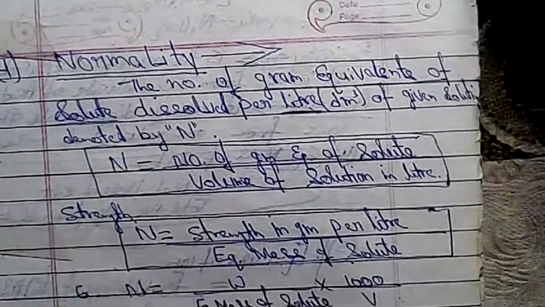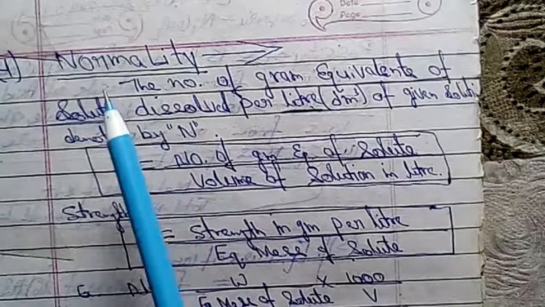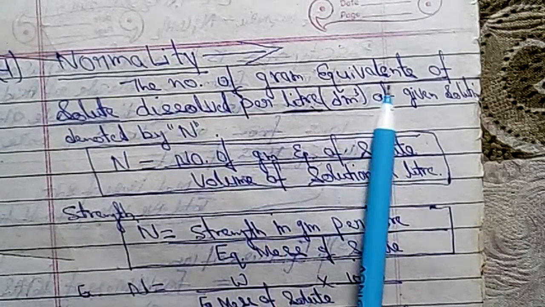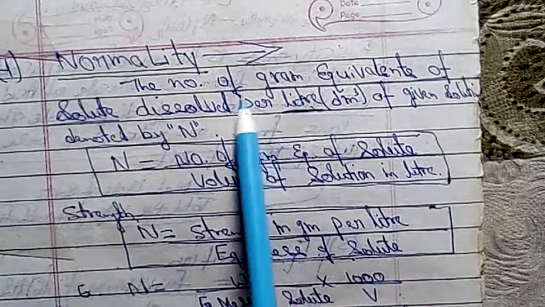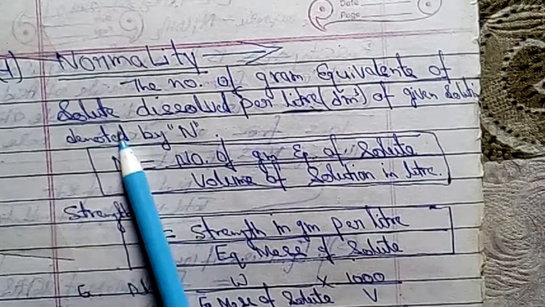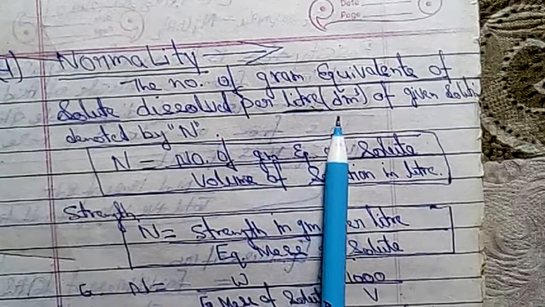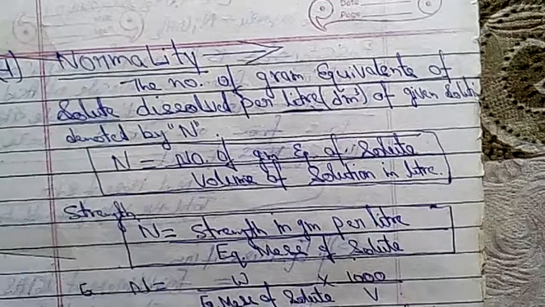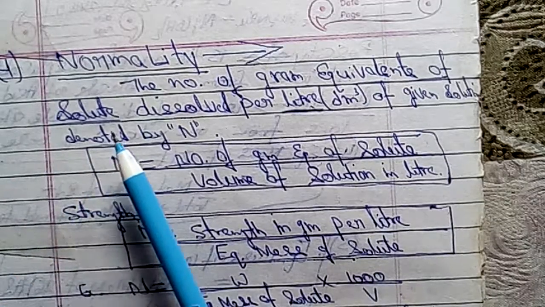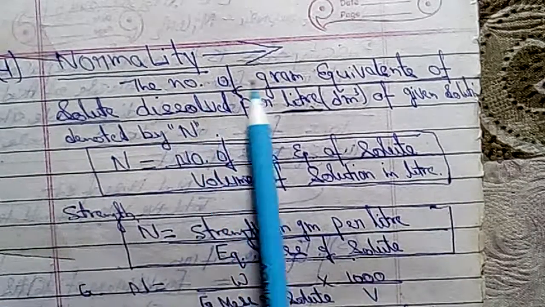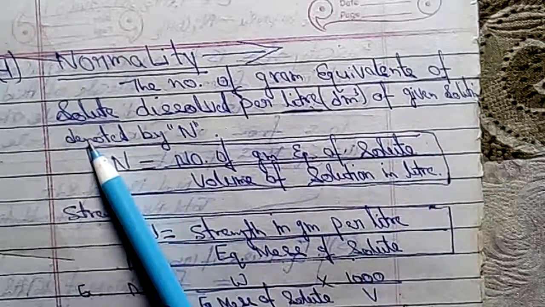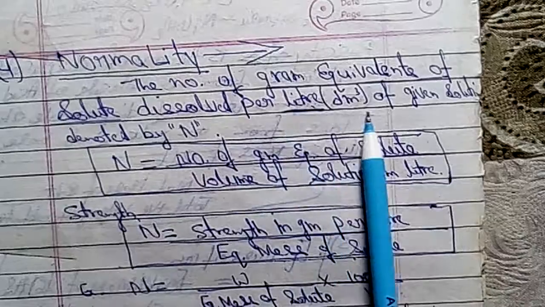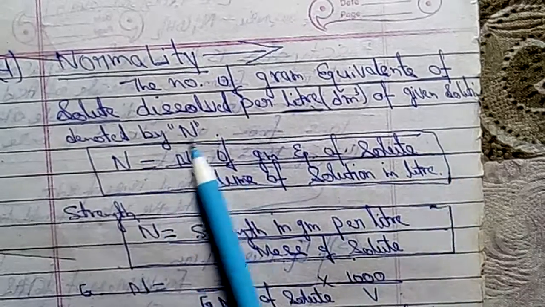Next topic, you are familiar with this also: normality. We get the equivalent mass, the number of gram equivalents of solute. Gram equivalent of solute is the main focus here, dissolved per liter of given solution. So in formality we use formula mass, in molarity we use molecular mass, in normality we are going to use equivalent mass of solute. Equivalent mass we have also studied in chapter 1. It is denoted by capital N.